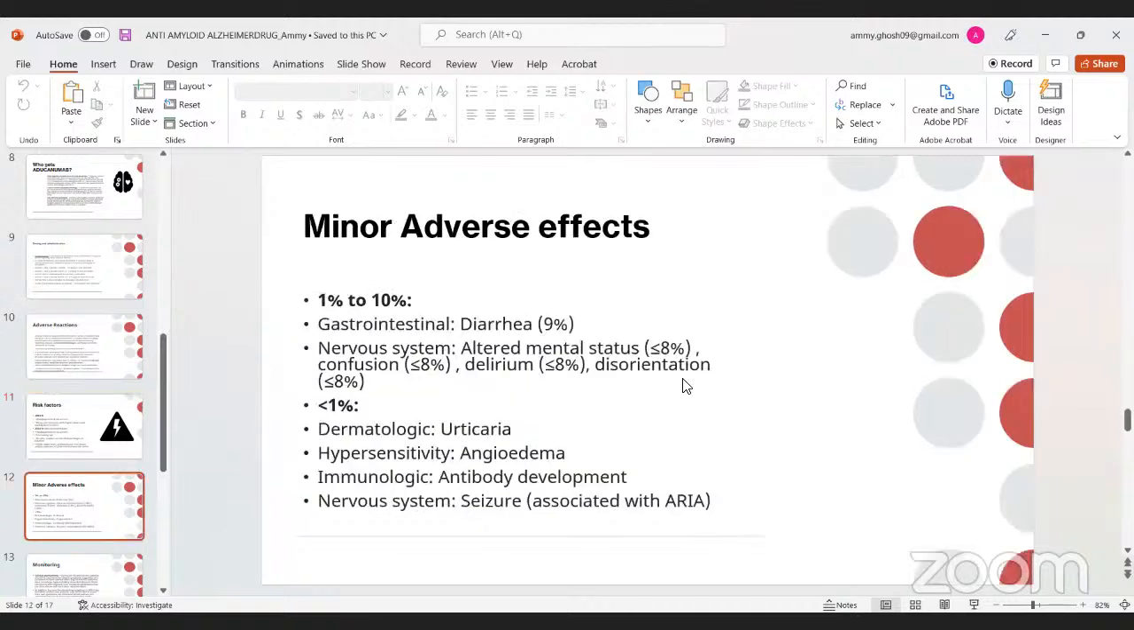There are also some minor adverse effects. In 1 to 10% of cases, there can be diarrhea, altered mental status, confusion, delirium, and disorientation. In less than 1%, there can be urticaria, angioedema, antibody development, and seizure.